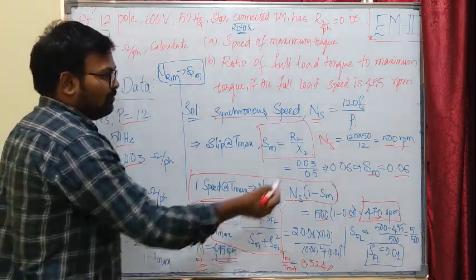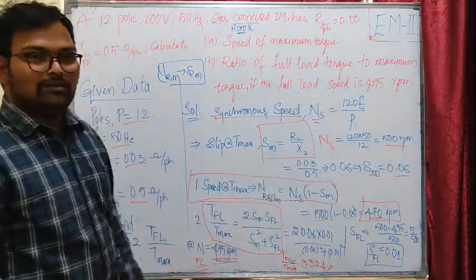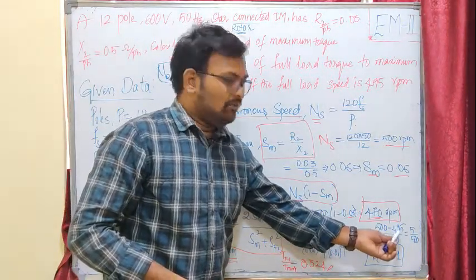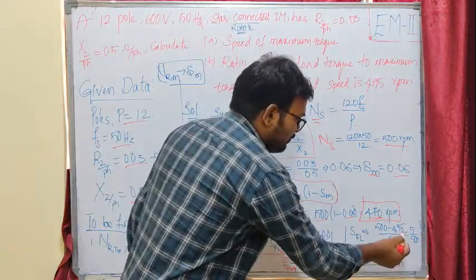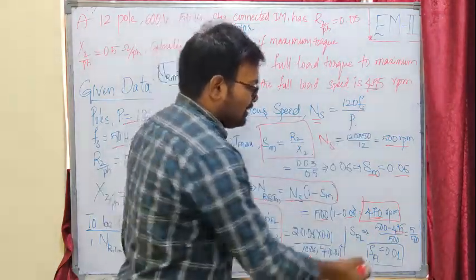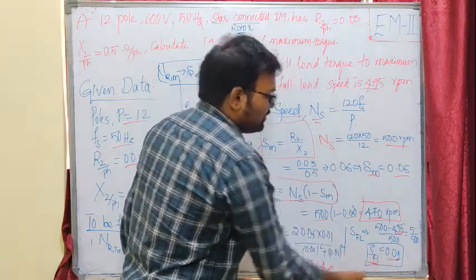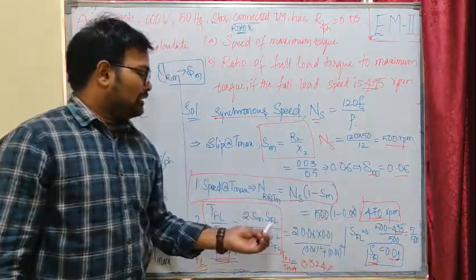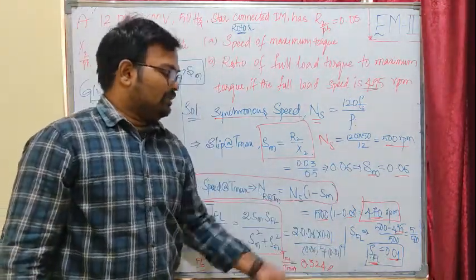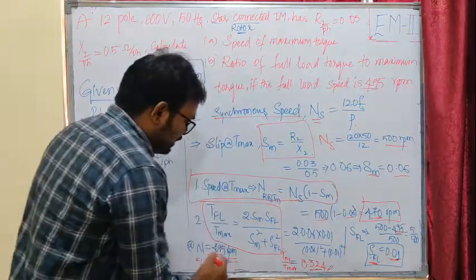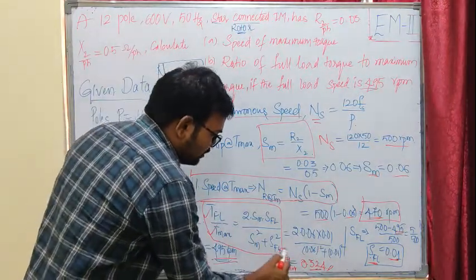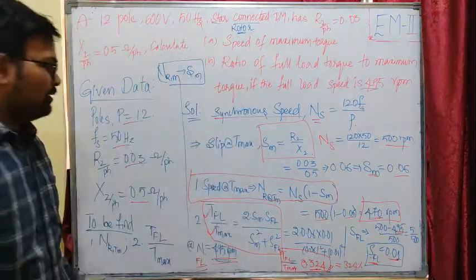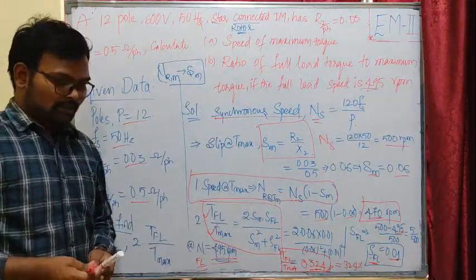So using this and my synchronous speed, I can find the full load slip. Here our full load slip is given by Ns minus full load speed, by Ns. That means this is my full load speed mentioned in the question. I can find the slip at full load, that is 0.01. Now I substitute 2 into Sm is 0.06 and SFL is 0.01, by Sm square plus SFL square. So the ratio between full load torque and maximum torque is around 0.234, which is nothing but 32.4%. The full load torque and maximum torque are in the ratio of 32.4%.